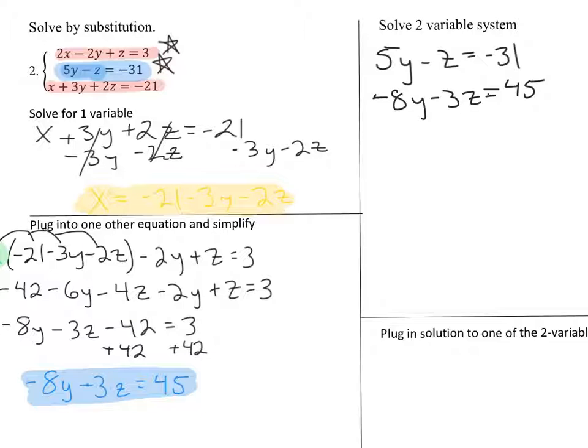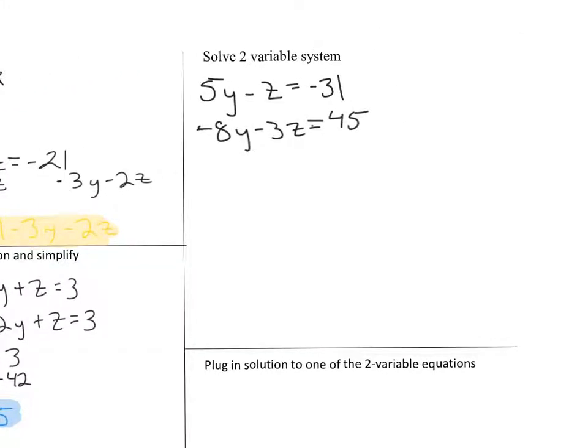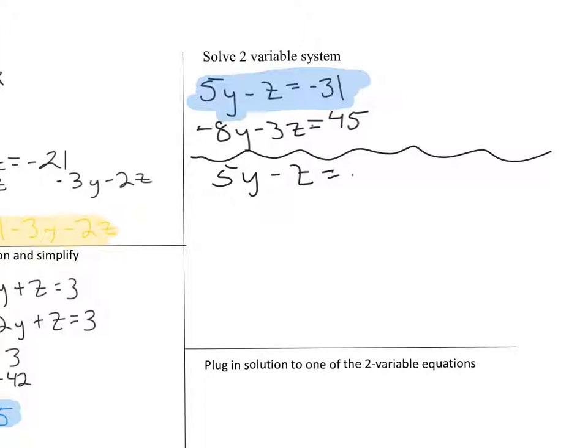Alrighty. Now what we're going to do with this is the same exact process we did just a second ago. We need to isolate a variable, and we need to choose one that has nicer numbers and honestly won't be as strenuous. In my opinion, we should use this top one. I think this top one will serve us better. So let's solve for the z. I've got my 5y minus z is equal to negative 31. In order to solve for z, I need to subtract 5y to the other side. So let's subtract 5y.